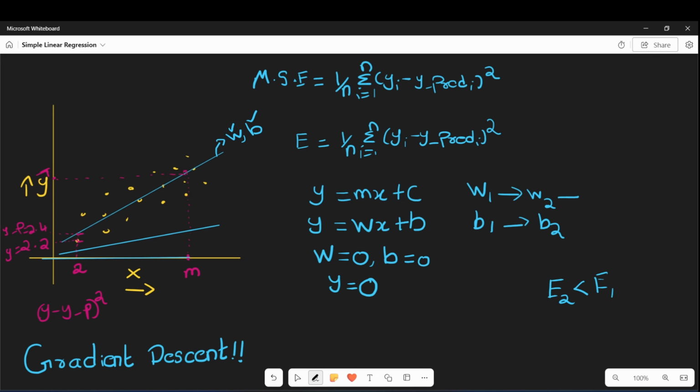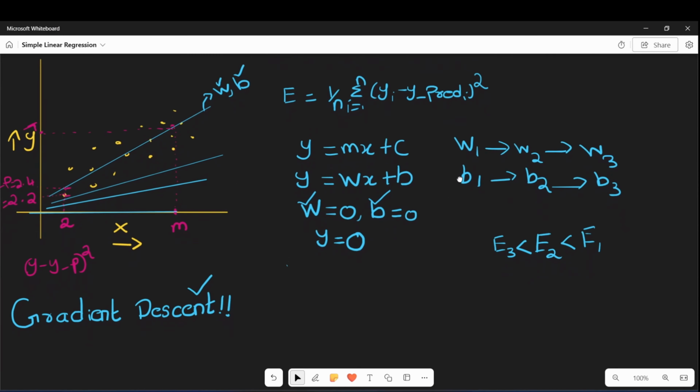Now again in the next iteration, we will update this w2 and b2 to new values w3 and b3 in a way that this error e2 is again reduced to, let's say, e3. Now again the line will move closer to the best fit line, something like this. Now we will repeat this process for several iterations until we reach this best fit line. This is what the gradient descent algorithm does. It minimizes the error function by iteratively updating the parameters, which are w and b in this case.